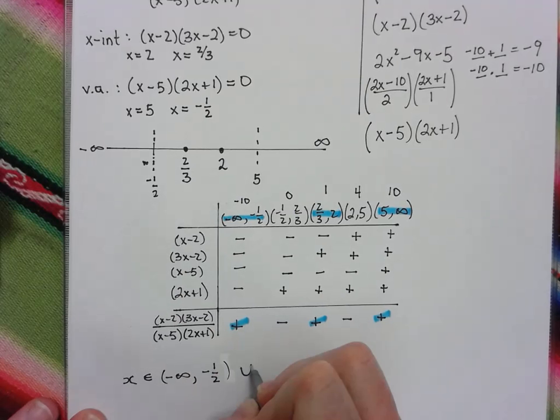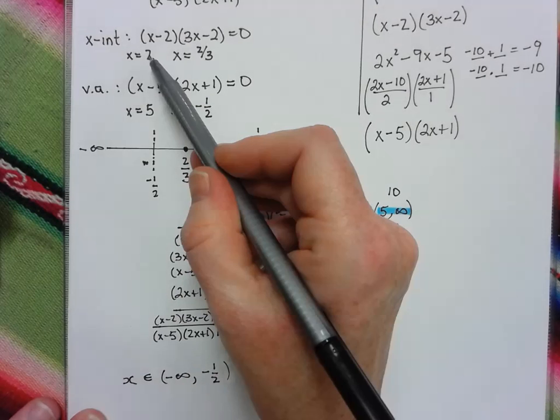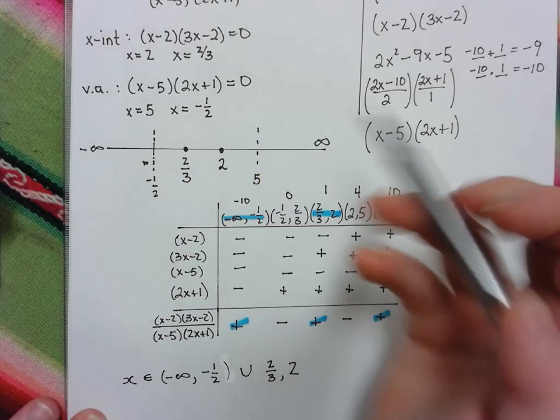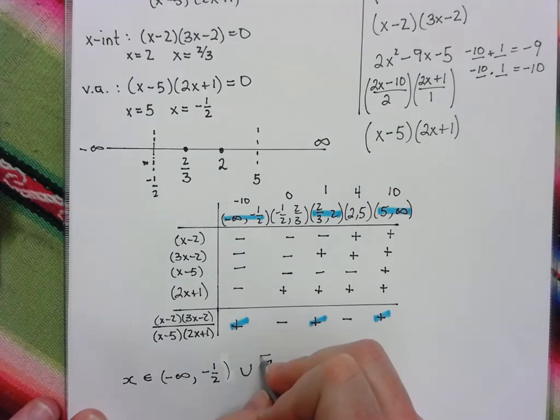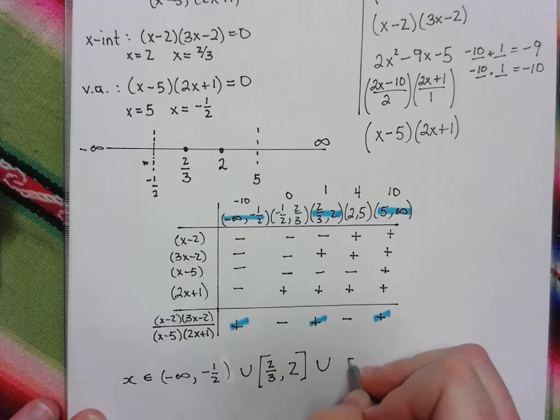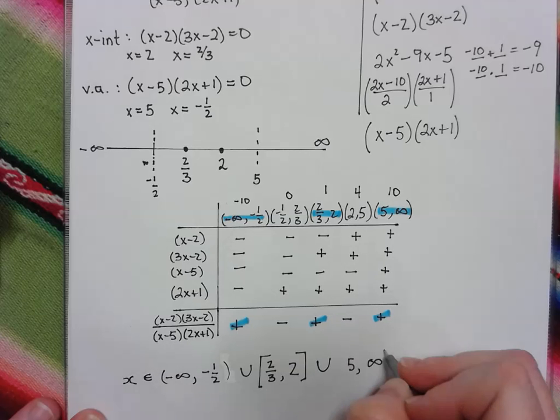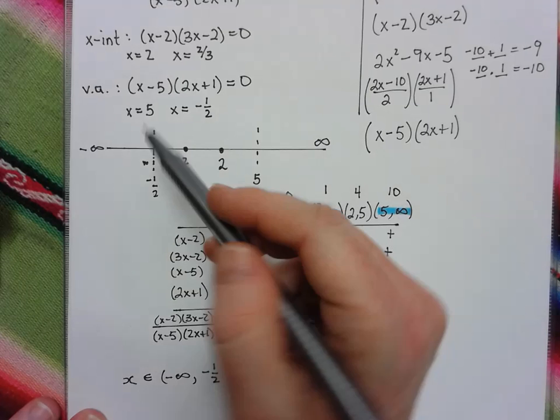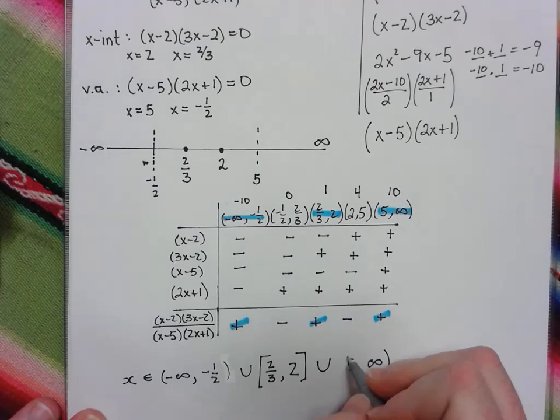Then it's going to be in union with 2/3 and 2. I check that both 2/3 and 2 are x-intercepts, so it will equal 0, so I can put my square brackets. And then that's going to be in union with 5 and infinity. Remember, infinity always has a round bracket. 5 is not an x-intercept, so it too will have a round bracket.